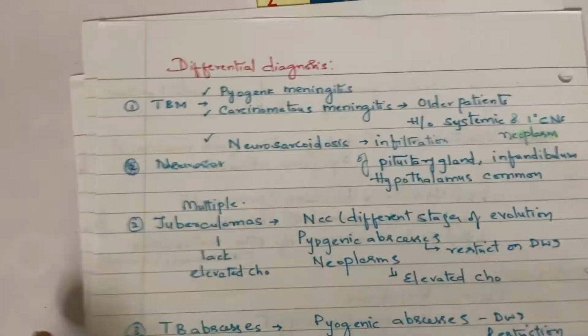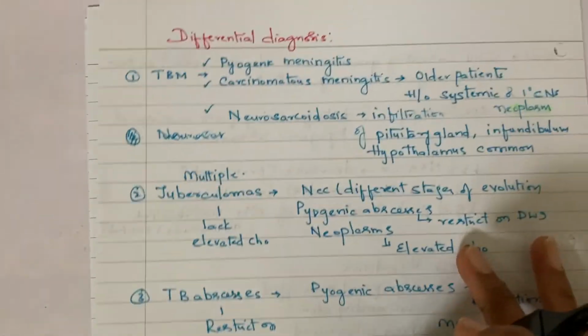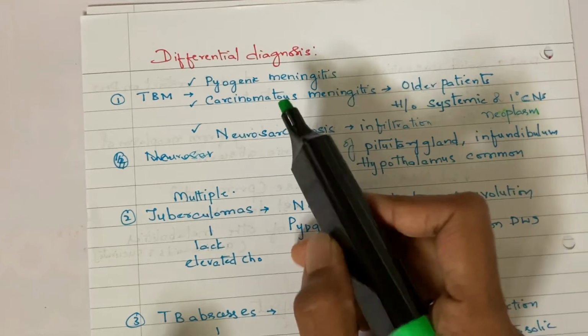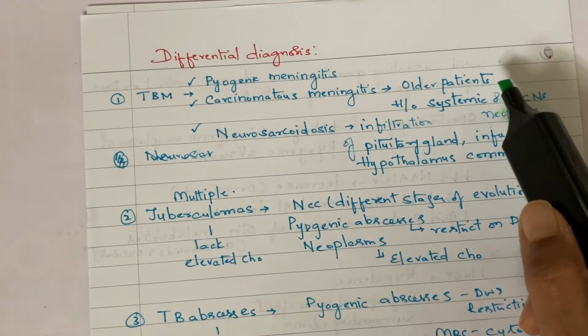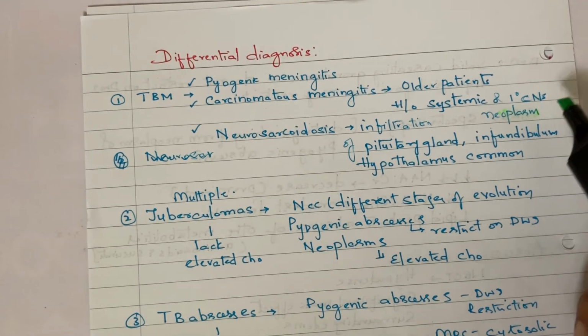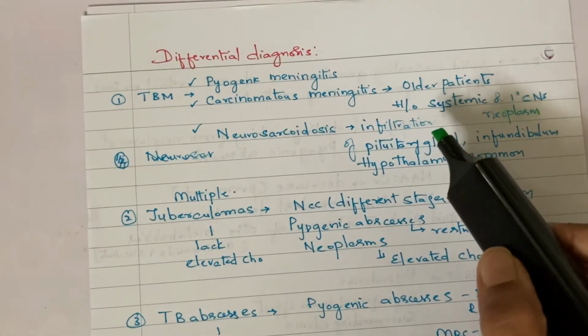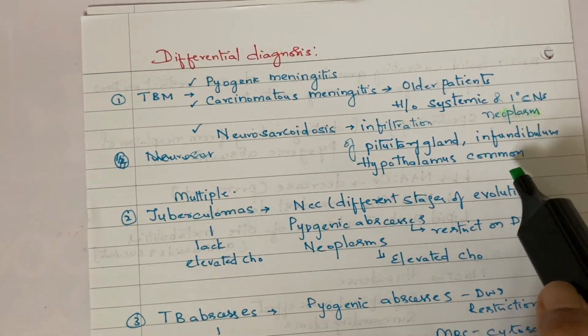Coming to differential diagnosis. They didn't ask for differential diagnosis in the question. For TB meningitis, one of the differential diagnoses is pyogenic meningitis and carcinomatous meningitis. Carcinomatous meningitis is mostly seen in older patients, with a history of systemic or primary CNS neoplasm. Neurosarcoidosis is also one of the differentials for TB meningitis. Here, infiltration of the pituitary gland, infundibulum and hypothalamus is common.